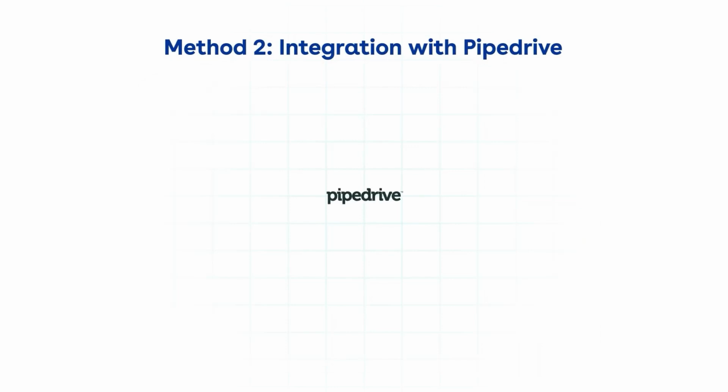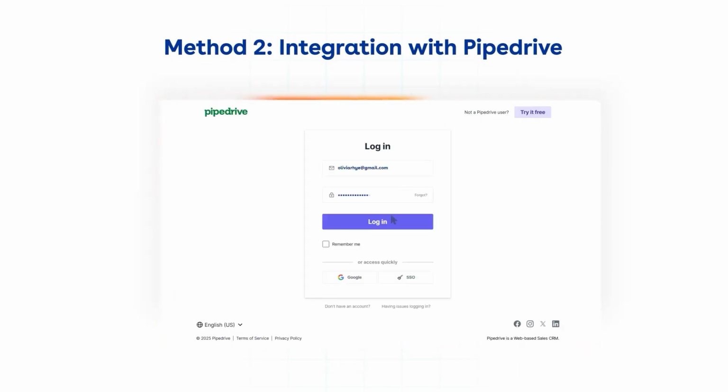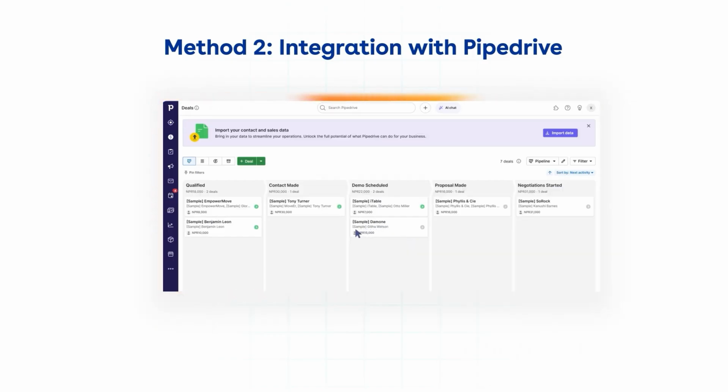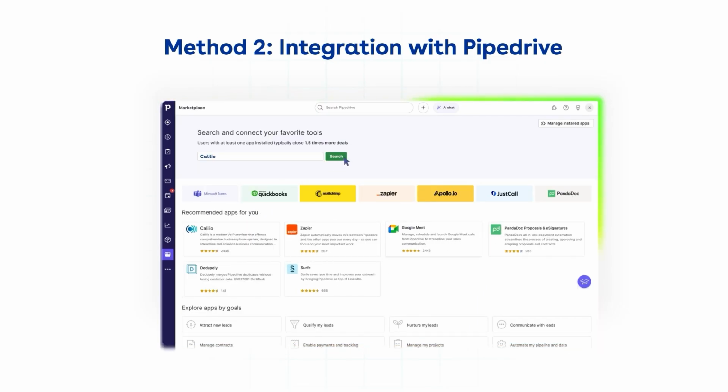Method 2. Integrating via Pipedrive Marketplace. 1. Log into your Pipedrive account. 2. On the dashboard, click the Marketplace icon on the left menu. 3. Use the search bar to look for Calilio.